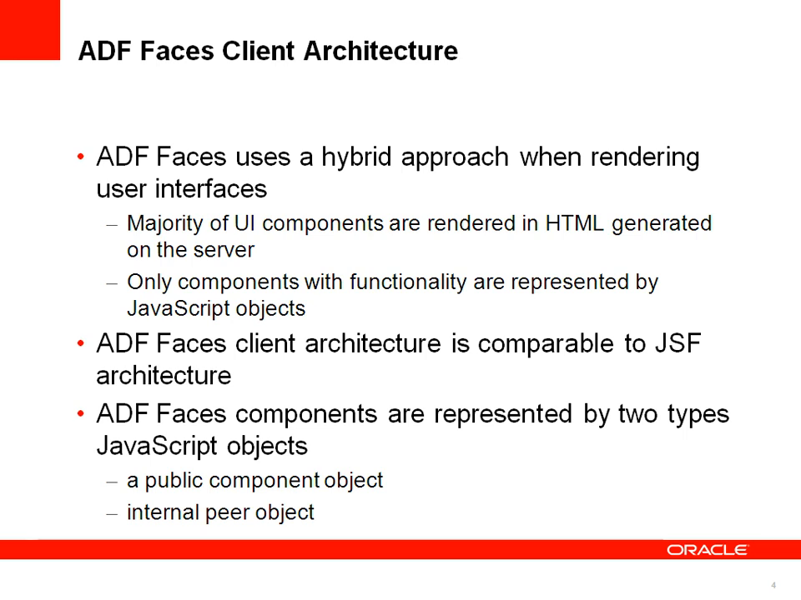When we develop with JavaScript in the context of ADF Faces, there are two types of JavaScript objects that are present on the client side. One is a public component object. This is a public API that exposes every component that exists as a Java Server Faces component in ADF Faces as a JavaScript object. And then there is an internal peer object.